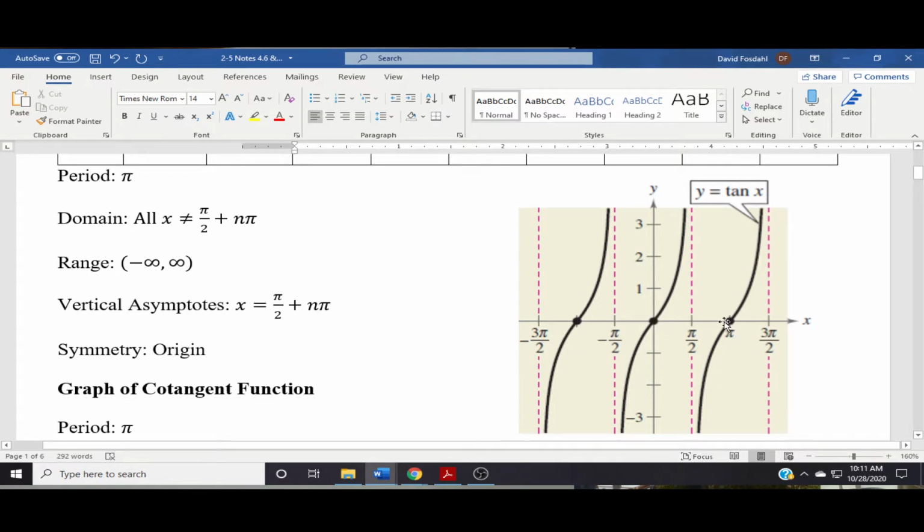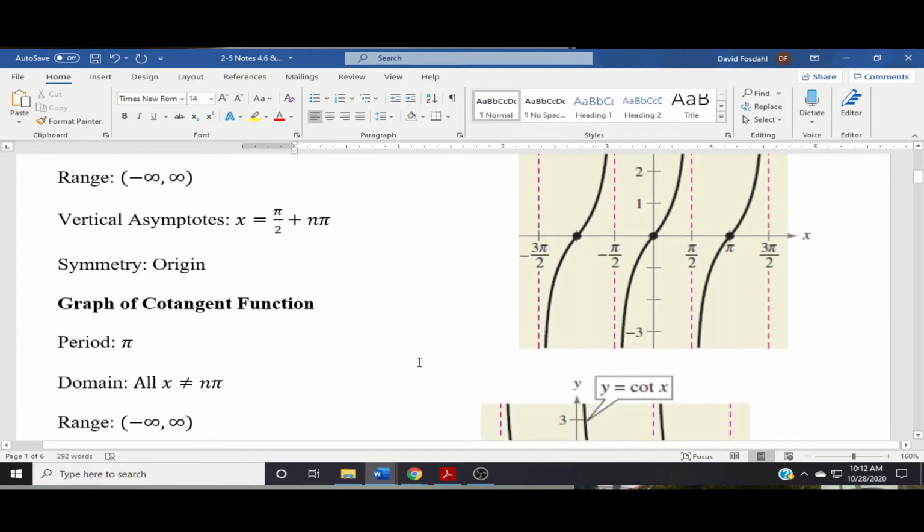Okay, from 0 to pi, it repeats the same place, and so do its asymptotes. Now the domain is all x except pi over 2 and every pi over 2. So pi over 2, negative pi over 2, negative 3 pi over 2. These are asymptotes, as you can see here. Our range is from negative infinity to positive infinity, and the symmetry is over the origin. So if you flip this over the origin, you would get the same exact function.